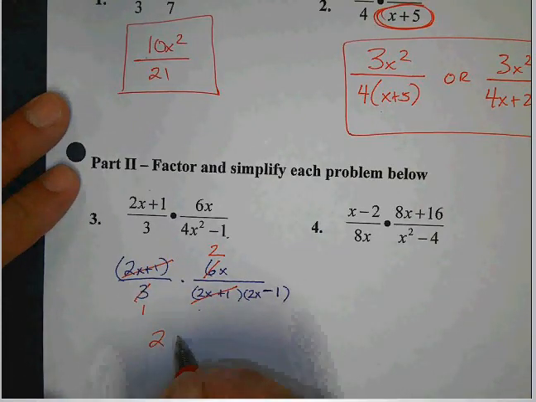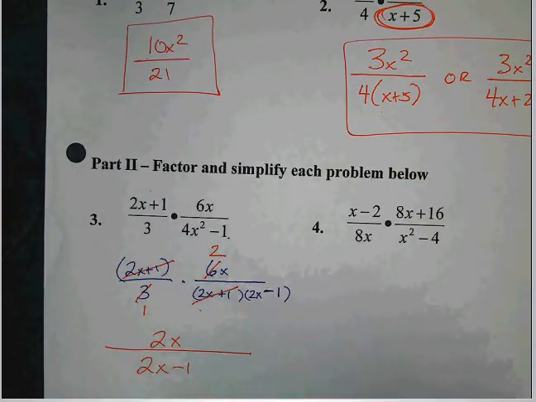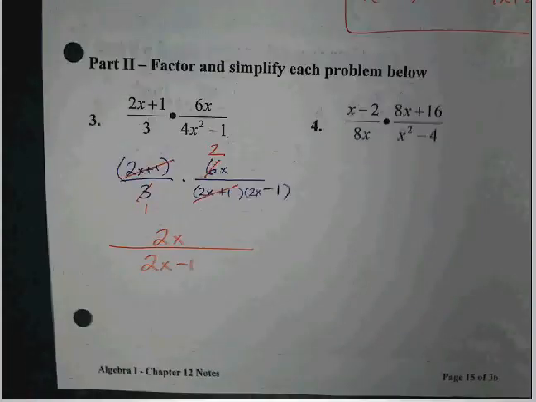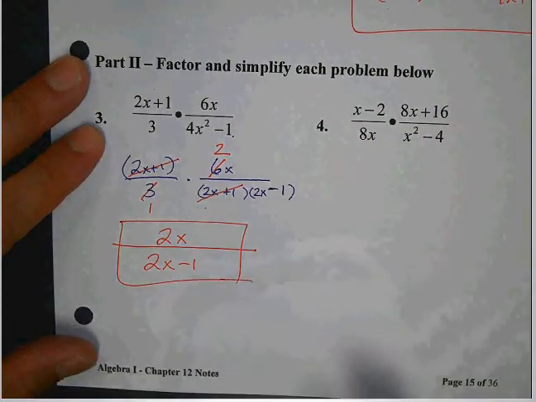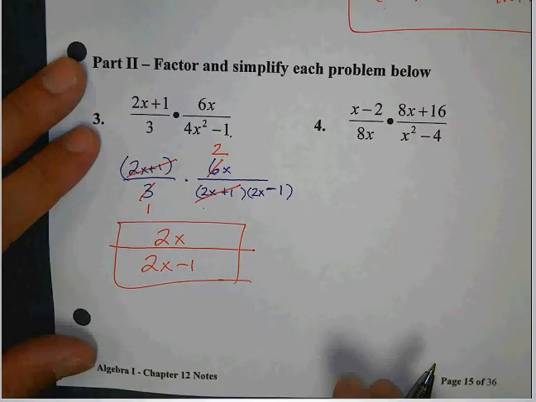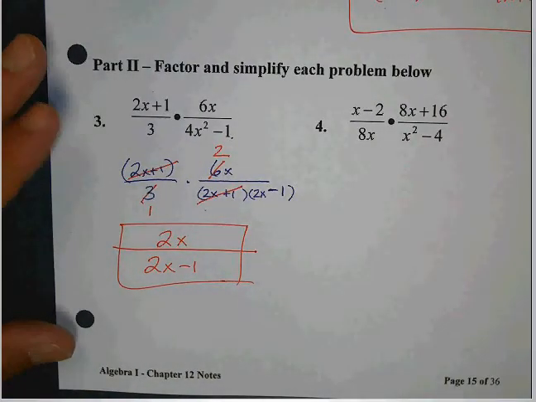All right, so let's see what we have. What's left on the top? I have a 2 and an x. What's left on the bottom? 2x minus 1. Now I ask you another question. Can the 2x minus 1 cancel with the 2x anyway? Why not, Luke? There's a minus connected to it, so it doesn't cancel. So that's your answer. Boom. Factor, cancel things connected with multiplication.